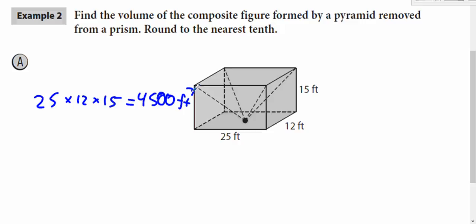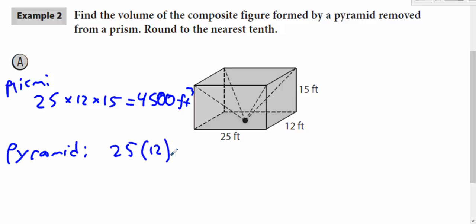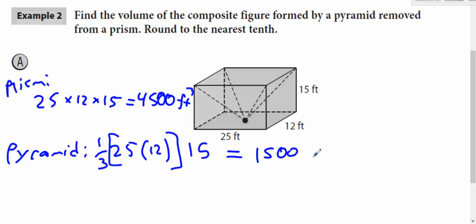And the volume of the pyramid would be the area of the base. So the base is 25 times 12. Times the height is 15. And since it's a pyramid, we do 1/3 of that. We divide by 3. So the volume of the pyramid is 1,500 cubic feet. So when we take the prism, subtract the pyramid from it, we get 3,000 cubic feet.